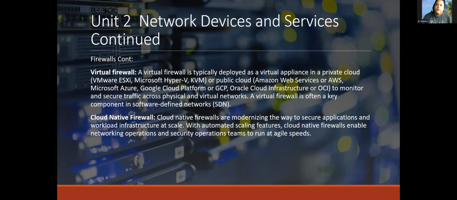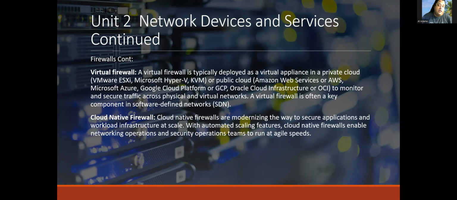Virtual firewall. A virtual firewall is typically deployed as a virtual appliance in a private cloud, VMware ESXi, Microsoft Hyper-V, KVM, or public cloud: Amazon Web Services, AWS, Microsoft Azure, Google Cloud Platform, or Oracle Cloud Infrastructure, OCI. To monitor and secure traffic across physical and virtual networks, a virtual firewall is often a component of software-defined networks, SDN.